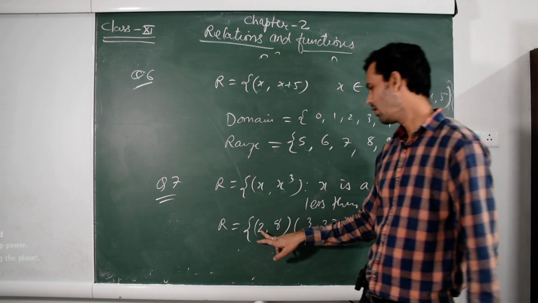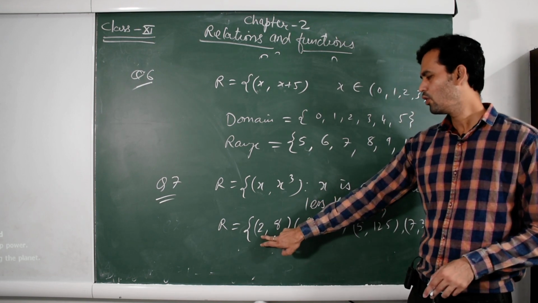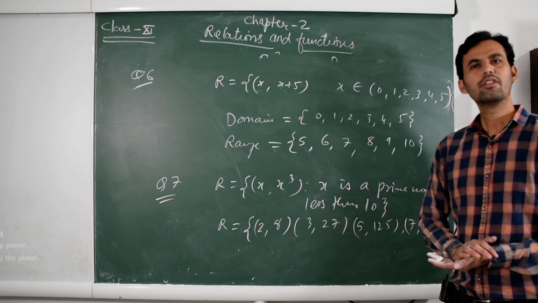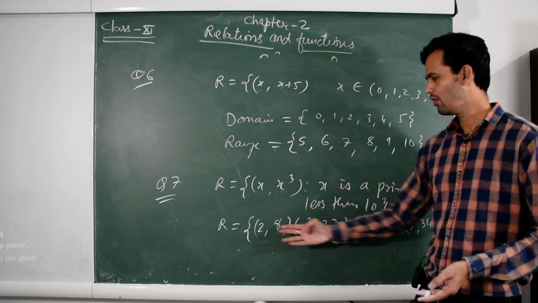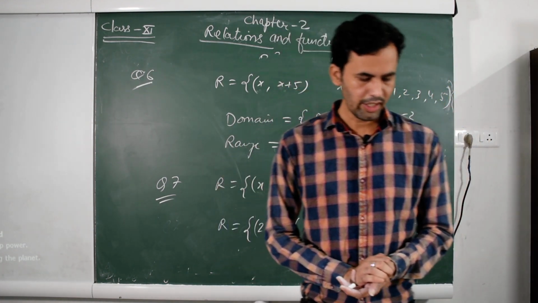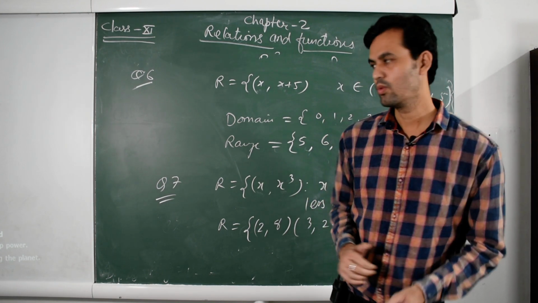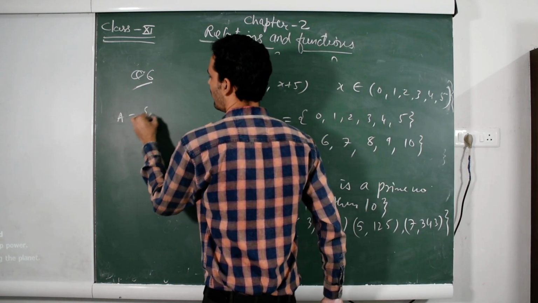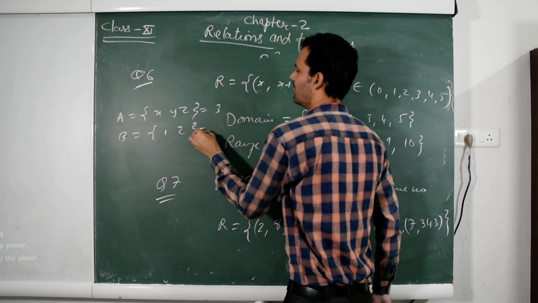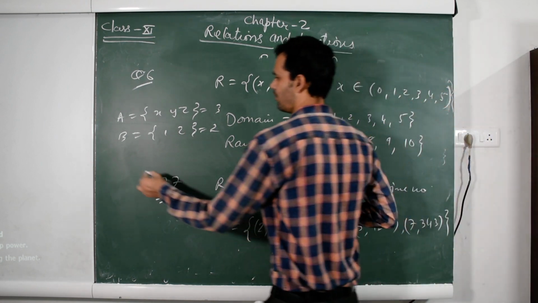Okay. So these are the 4 prime numbers 2, 3, 5, 7 which are less than 10. So domain is 2, 3, 5 and 7 and range is 8, 27, 125 and 343. All second elements are range and all first elements are domain of this relation. Now question number 8: let A equal {x, y, z} and B equal {1, 2}. These are 3 elements, this is having 2 elements. So find the number of relations from A to B.